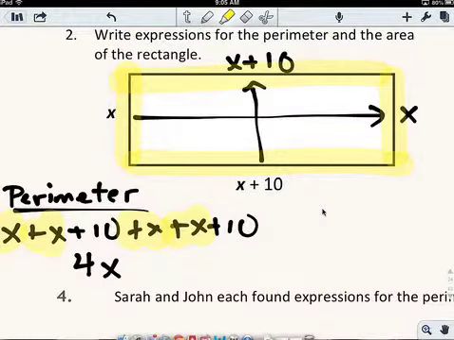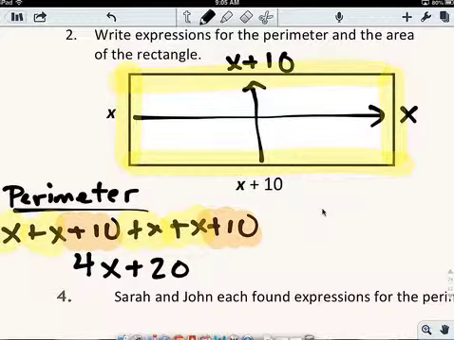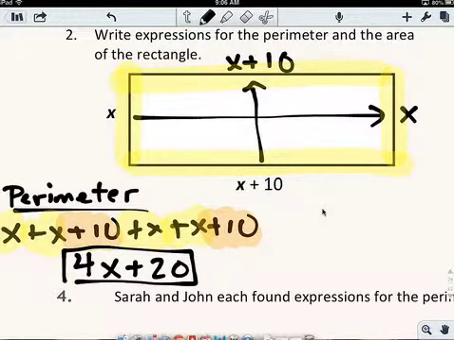And then I look at my other like terms, to highlight in orange, plus 10 and plus 10. Neither one of those has a variable. And so I get plus 20. And 4x plus 20 is done. You can't combine those to make 24x or something like that. This is my final answer for the perimeter.